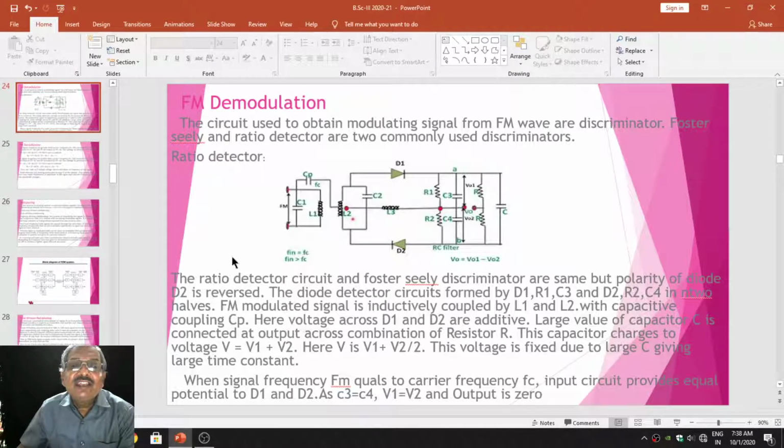To study in detail, the ratio detector circuit and Foster-Seeley discriminator are the same as we already studied, but the polarities of diodes D1 and D2 are reversed, opposite to each other. The diode detector circuit is formed by D1 R1 C3. So this is the upper half, D1 R1 C3. R1 C3 is the RC filter, and another half is D2 R2 and C4.